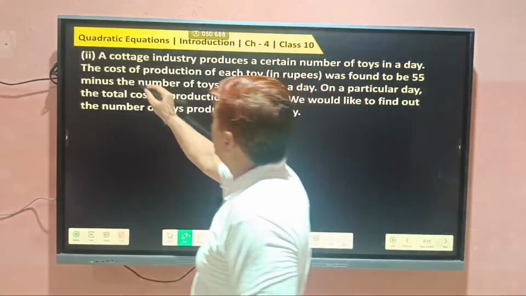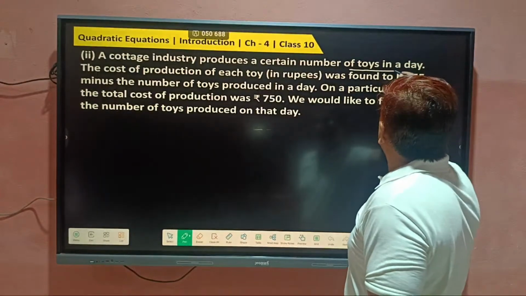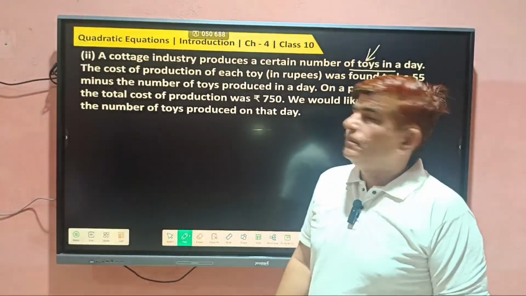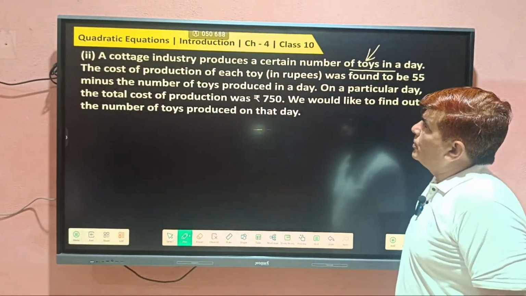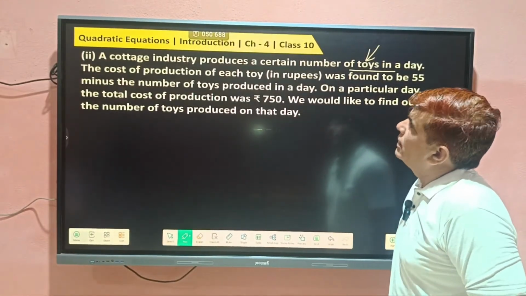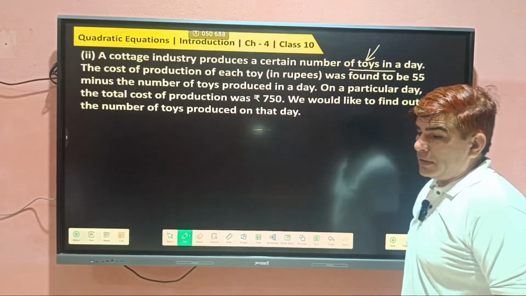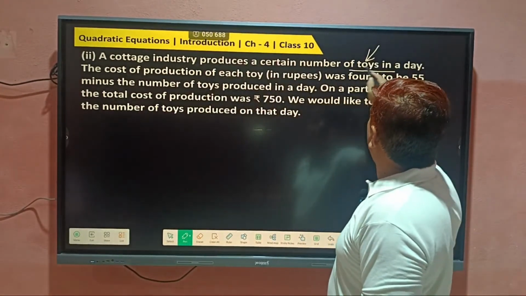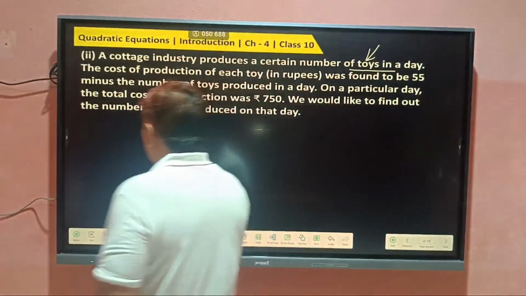A cottage industry produced a certain number of toys. So a factory is producing what? Toys. In a day, the cost of production of each toy was found to be 55 minus the number of toys produced in a day. First, try to understand till here. A cottage industry produces a certain number of toys in a day. So you have to assume from here its solution.